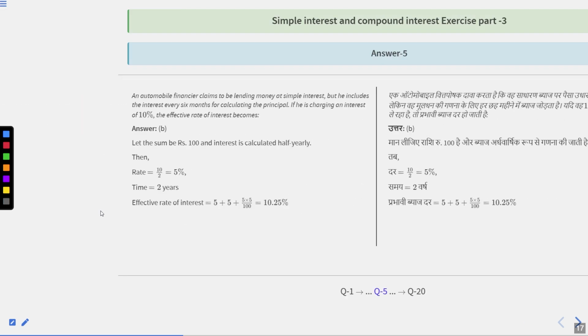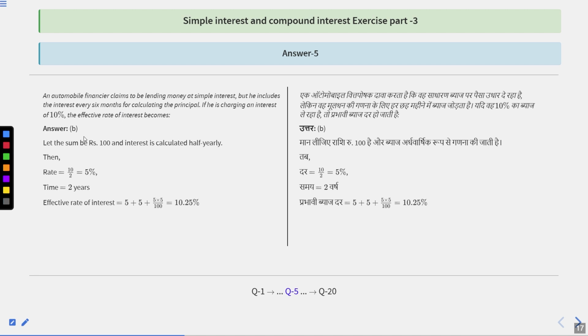Now time's up. Let's see the solution. The question says that first we let the principal amount. If he is charging interest of 10% per annum, so let the amount be 100 rupees and calculate half yearly, since the question says the interest is included in the principal every 6 months. So the rate will become 10 by 2, which is 5%, and the time will become 2 periods. So the effective rate is 5 plus 5 plus 5 into 5 upon 100. So we can easily get the rate of interest, which is 10.25% in a year. Next one.